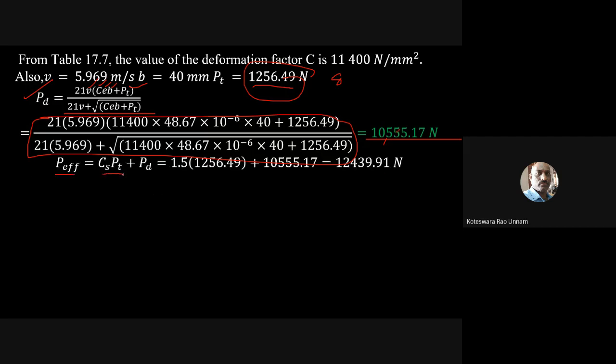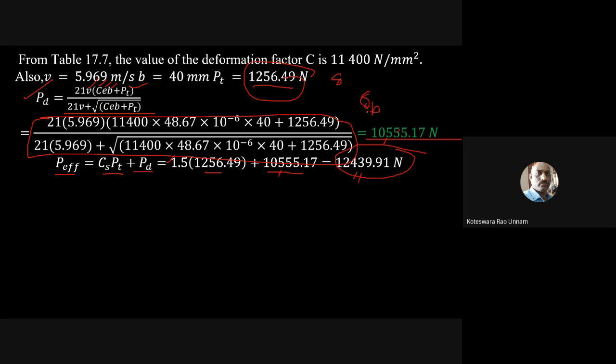Effective load is nothing but CS into PT plus PD. CS is given as 1.5, PD is calculated as 1256.49, and PT was just now calculated as 10,555.17. Then this is going to be your P effective. So now with this P effective, we already know the beam strength SB.